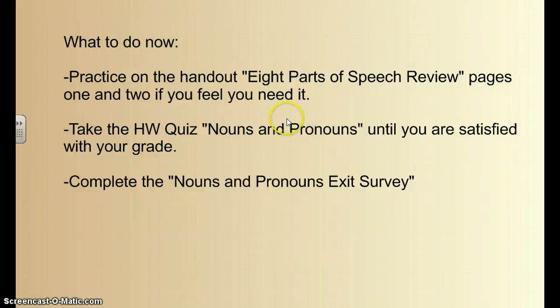And once you have done both the practice on the handout, if you feel you needed to, and you have definitely taken the homework quiz so you get credit, complete the noun and pronoun exit survey. It'll only take you about a minute, and basically it's going to tell me if you feel like you have a reasonable proficiency in this or if you feel you need more class time devoted to review.